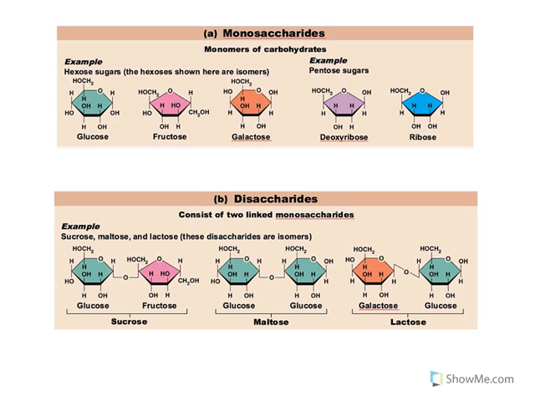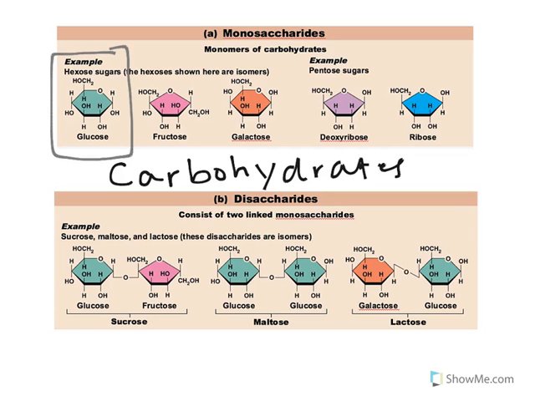Taking a look at our first class of compounds, which are carbohydrates. I've pulled these pictures from your book to show the monosaccharide versus the disaccharide. So monosaccharide is the simplest form of a carbohydrate. You might recognize this one over here, glucose. Maybe you recognize fructose. Okay, so these are all types of sugars.